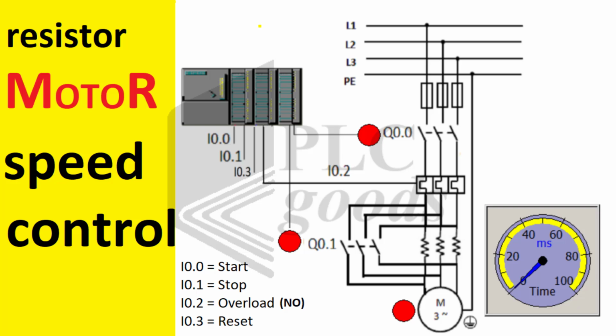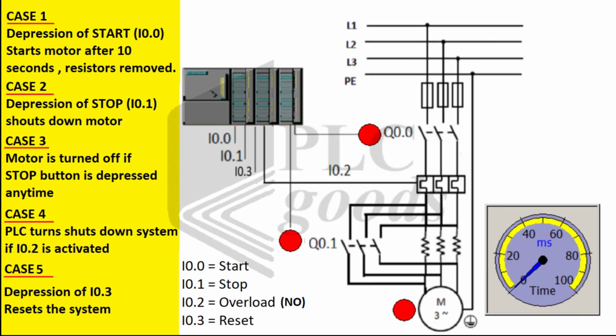Project number 3. Starting a squirrel cage 3-phase motor with initialization resistors. We wish to develop a PLC control program based on the following conditions. Case 1. When the start or I0.0 push button is depressed, the 3-phase motor starts by the presence of initialization resistors in series with the power supply to the motor.